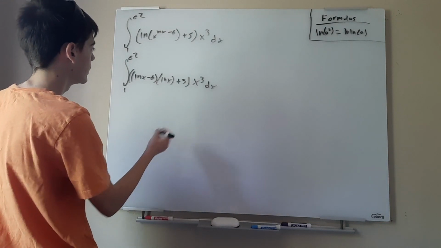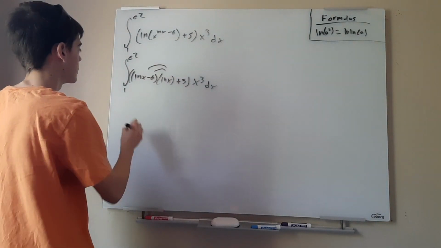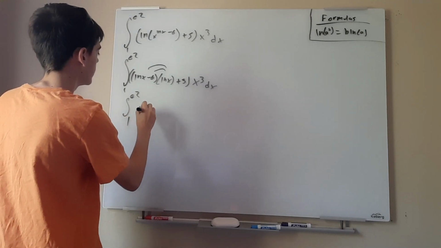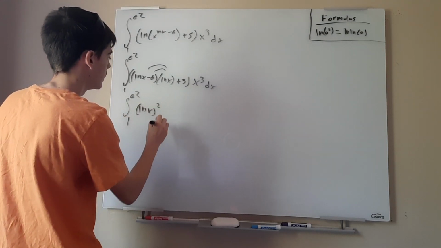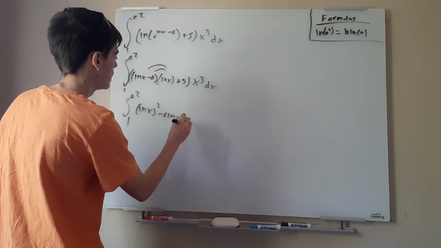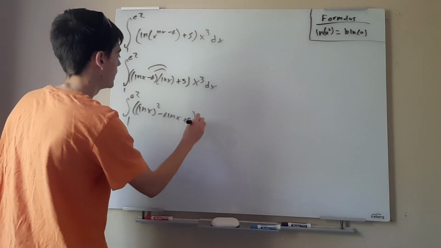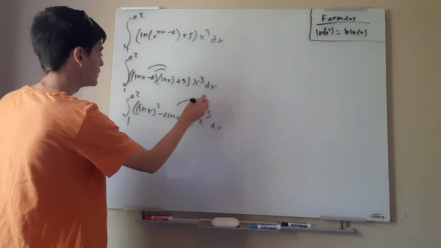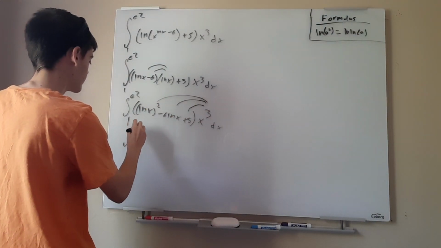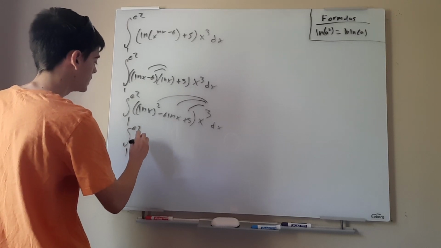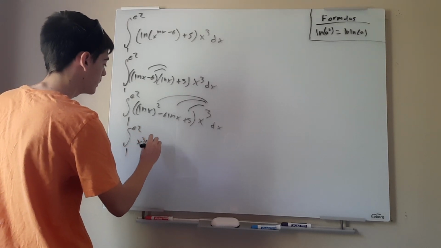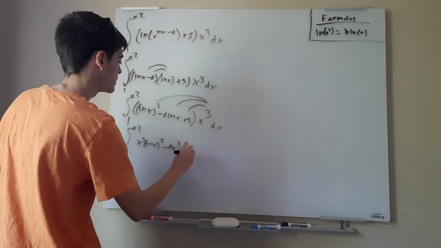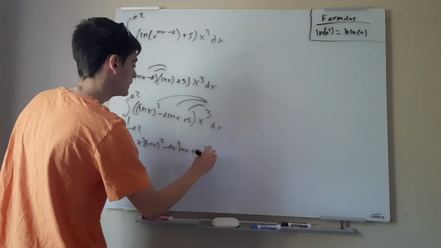And so the first thing we're going to do from here is we're just going to distribute this natural log in. So we'll have the integral from 1 to e squared of natural log x squared minus 6 natural log x plus 5, and then everything is multiplied by x cubed still. And now we're just going to distribute this x cubed in. So from there, we'll still have the same integral, but it will be x cubed natural log x squared minus 6x cubed natural log x plus 5x cubed dx.